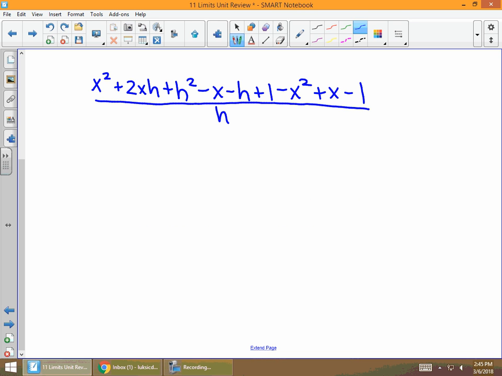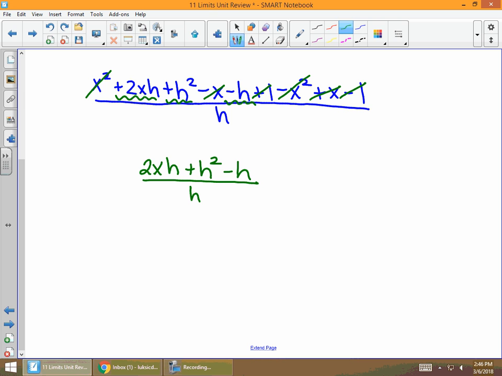Now we're going to combine our like terms. So I see a positive x squared and a negative x squared. Those cancel. A positive 1 and a negative 1. Those cancel. And then I have 2xh and h squared. Oh, negative x and a positive x. Those cancel. And I have this minus h. So everything canceled except for 2xh plus h squared minus h. And that's all over h.